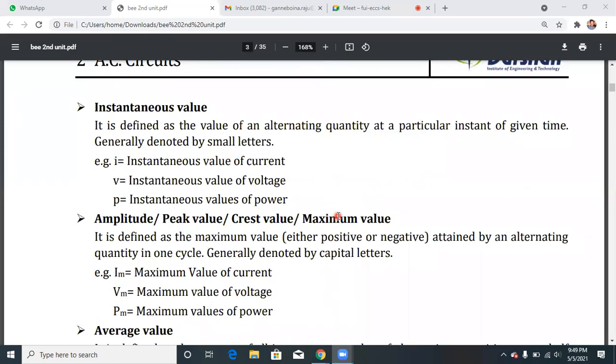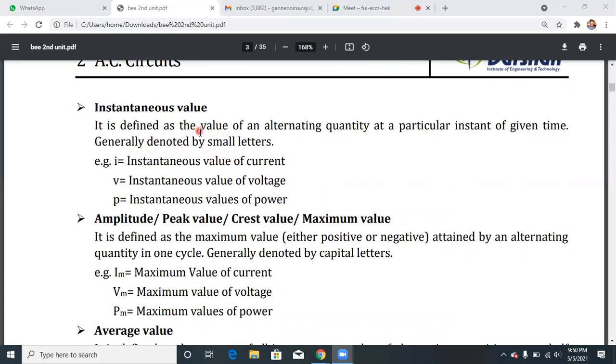And then next, instantaneous value. It is defined as the value of an alternating quantity at a particular instant of given time, generally denoted by small letters. Understood? At a particular instant of time. If you are finding the voltage at a particular instant of time, that is called the instantaneous voltage.